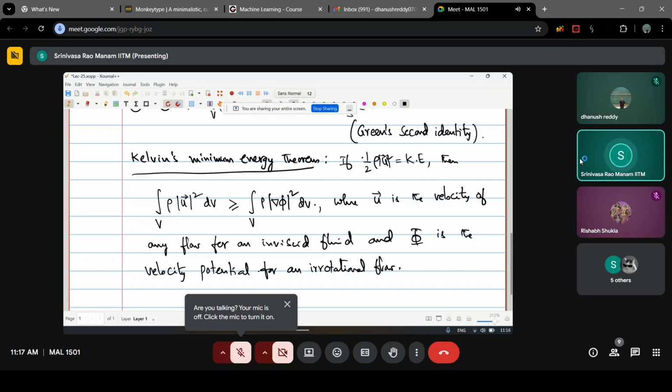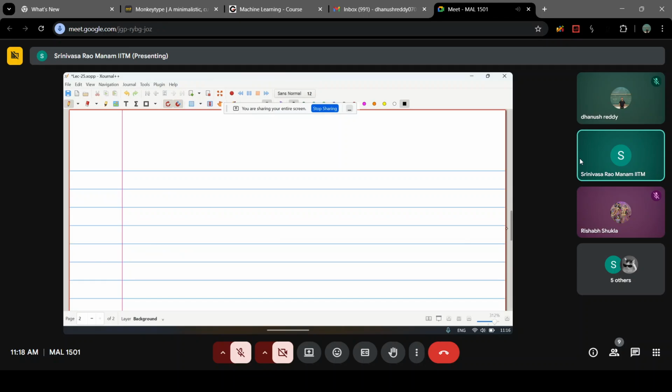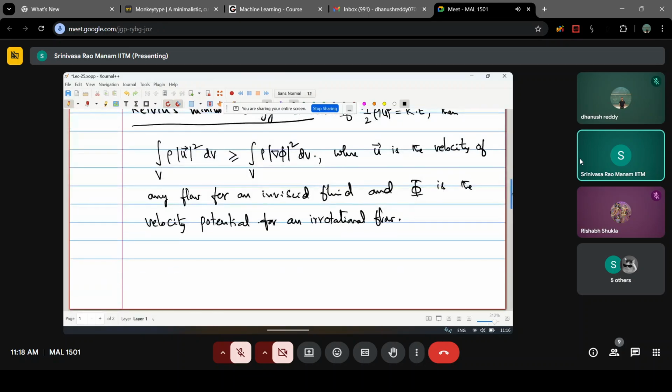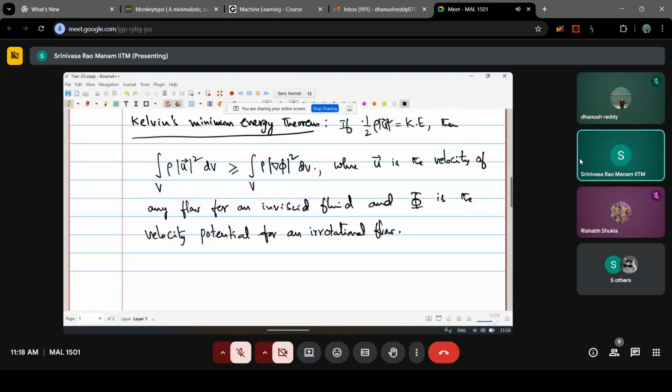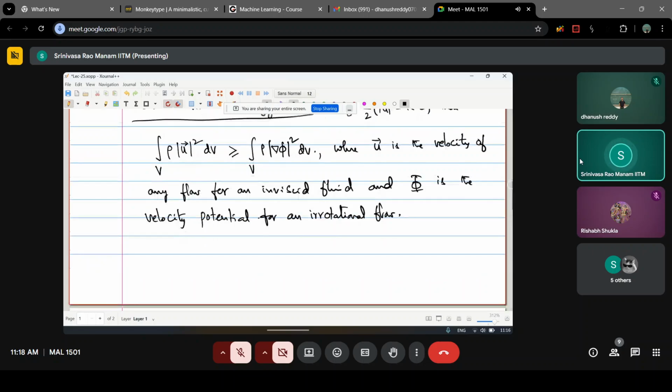Okay, can you now show? Do you understand the statement? Yes, sir. This statement tells you that among all the flows you consider, irrotational flow will have the lowest, that is the minimum kinetic energy. So half m v square, u square, right? That's what we are using.